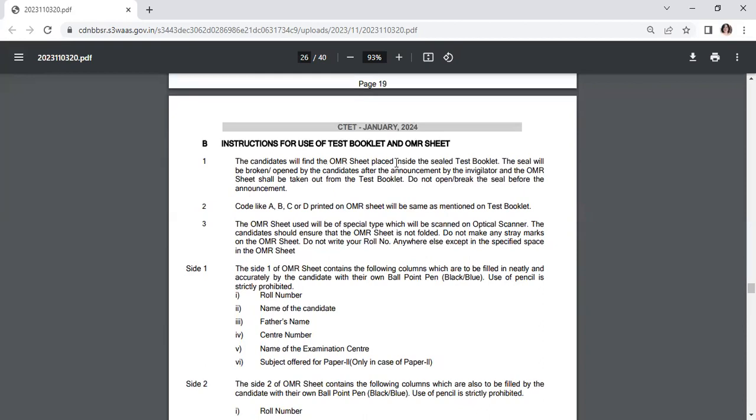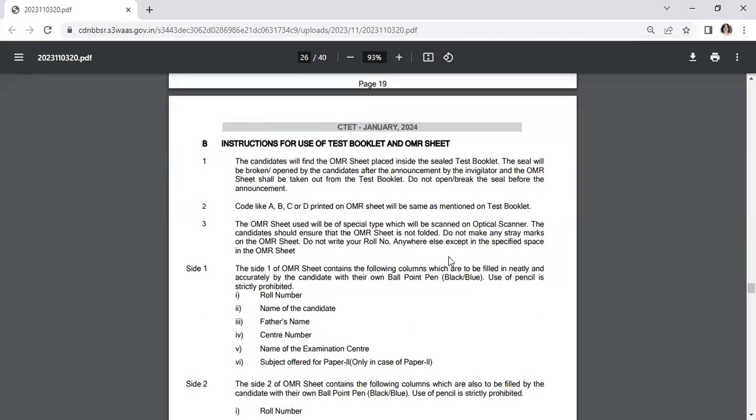Instructions for use of the test booklet and OMR sheet. The candidates will find the OMR sheet placed inside the sealed booklet. The sealed booklet will be broken open by the candidates after the announcement of the invigilator. The code like A, B, C, D printed on the OMR sheet will be the same as mentioned on the booklet. The OMR sheet used will be of a special type, which will be scanned on an optical scanner. The candidate should ensure that the OMR sheet is not folded.